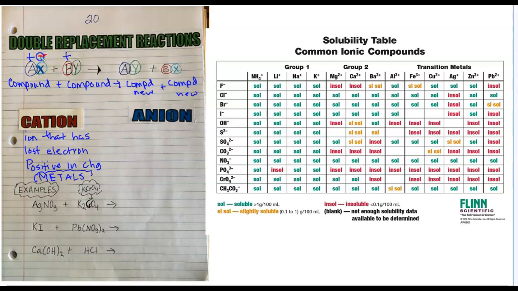Our anions are always written second. So an anion is an ion that has gained electrons. When it gains an electron, it gains more negatives, so it is negative in charge. And the ones that want to do this are your nonmetals. So you need to remember those two facts, anions and cations.